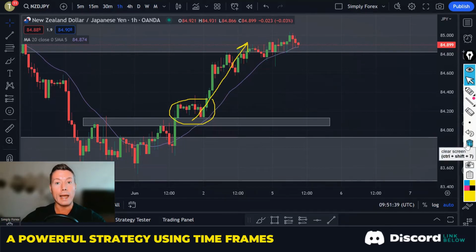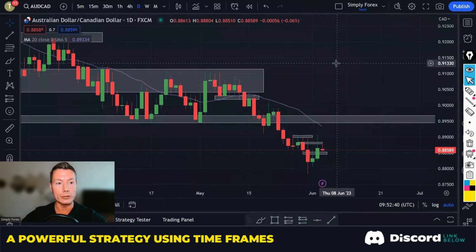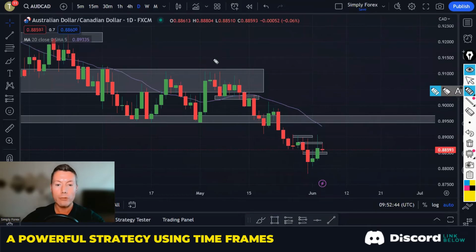Let's take a look at an example of a downtrend now. This is Aussie dollar, Canadian dollar, and this is the day chart. So what's the trend?